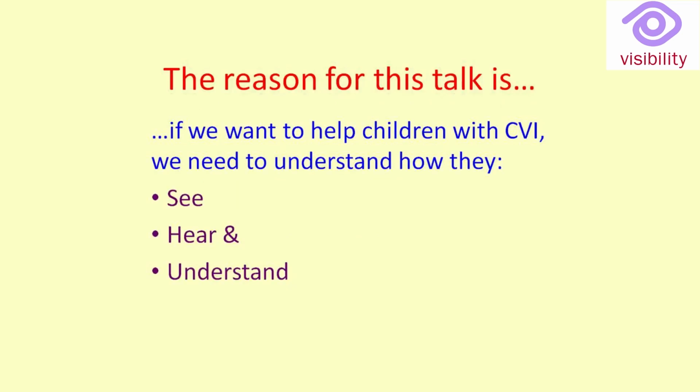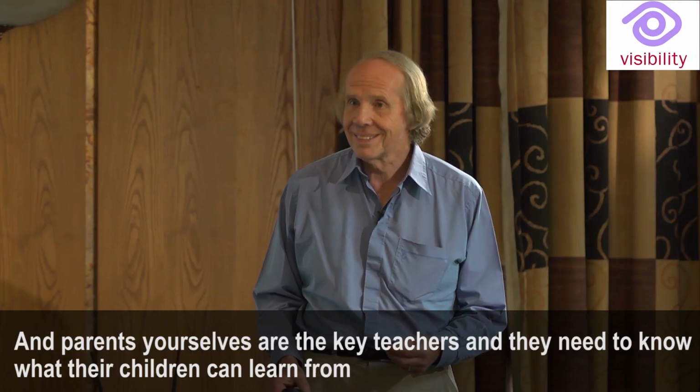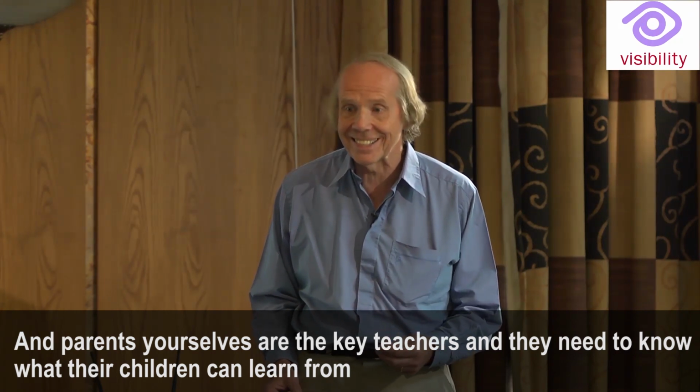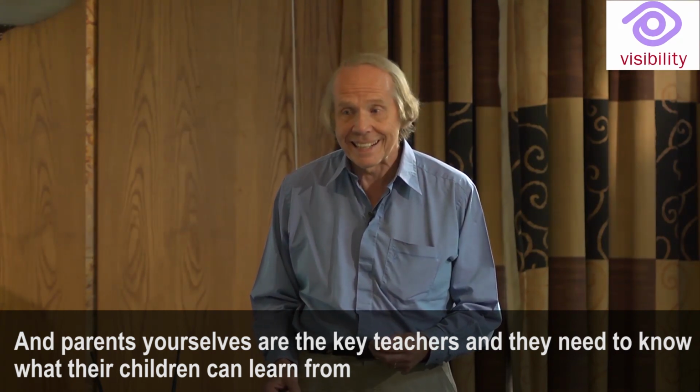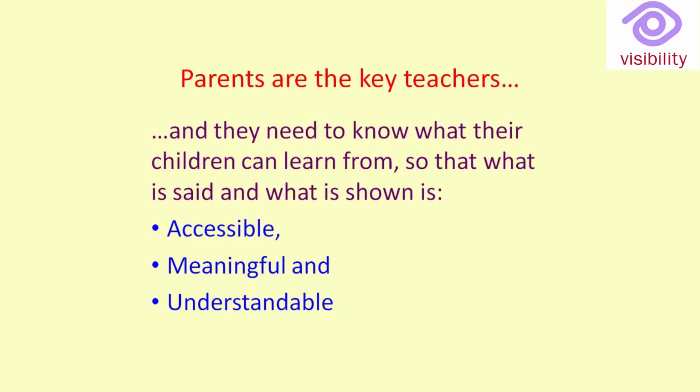So the reason for this talk is if we want to help children with cerebral visual impairment, we need to understand how they see, how they hear, and how they understand. And parents, yourselves, are the key teachers, and they need to know what their children can learn from, so that what is said and what is shown is all accessible, meaningful, understandable, and therefore can be learned from.